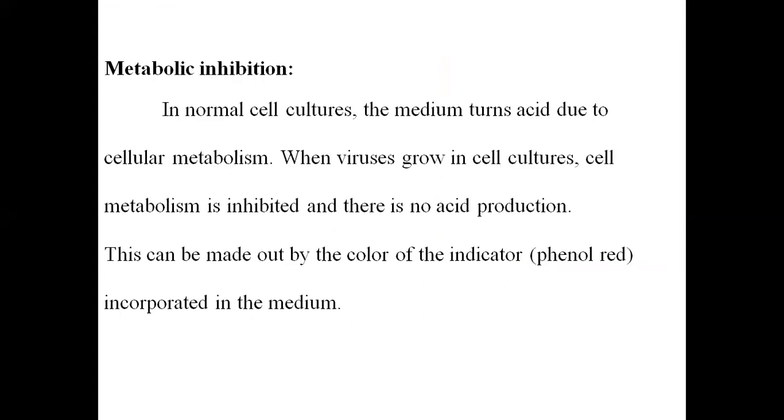The second one is metabolic inhibition. Normally in cell culture, the medium turns acid due to cellular metabolism. Why? Because when the cell is cultured, the cell will multiply, and when cell metabolism takes place, the surrounding medium turns into acid. But when viruses grow in the cell culture, the cell metabolism is inhibited and there won't be any acid production. This can be made out by the color of the indicator incorporated in the medium.